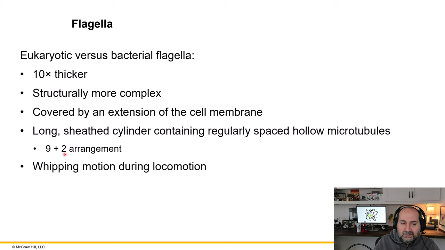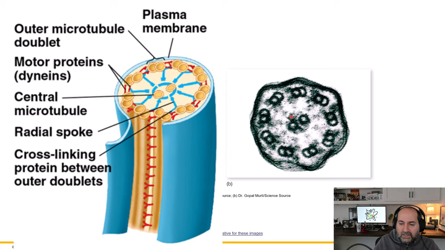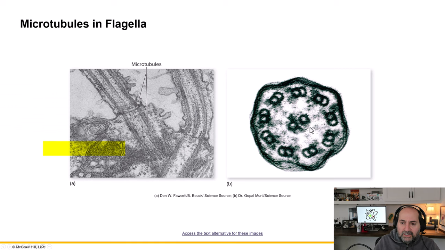Let me show you. If you were to cut a eukaryotic flagellum in half and take a look at the cross section, you would see this is the cross section of the flagellum. These are doublets of microtubules, so double microtubules. Notice that there are 9 of these doublet microtubules in a circle surrounding 2 singlet microtubules in the center. This is known as the 9+2 arrangement of microtubules. And remember, bacteria don't have a structure like this. And then you'd have the plasma membrane around this 9+2 arrangement.